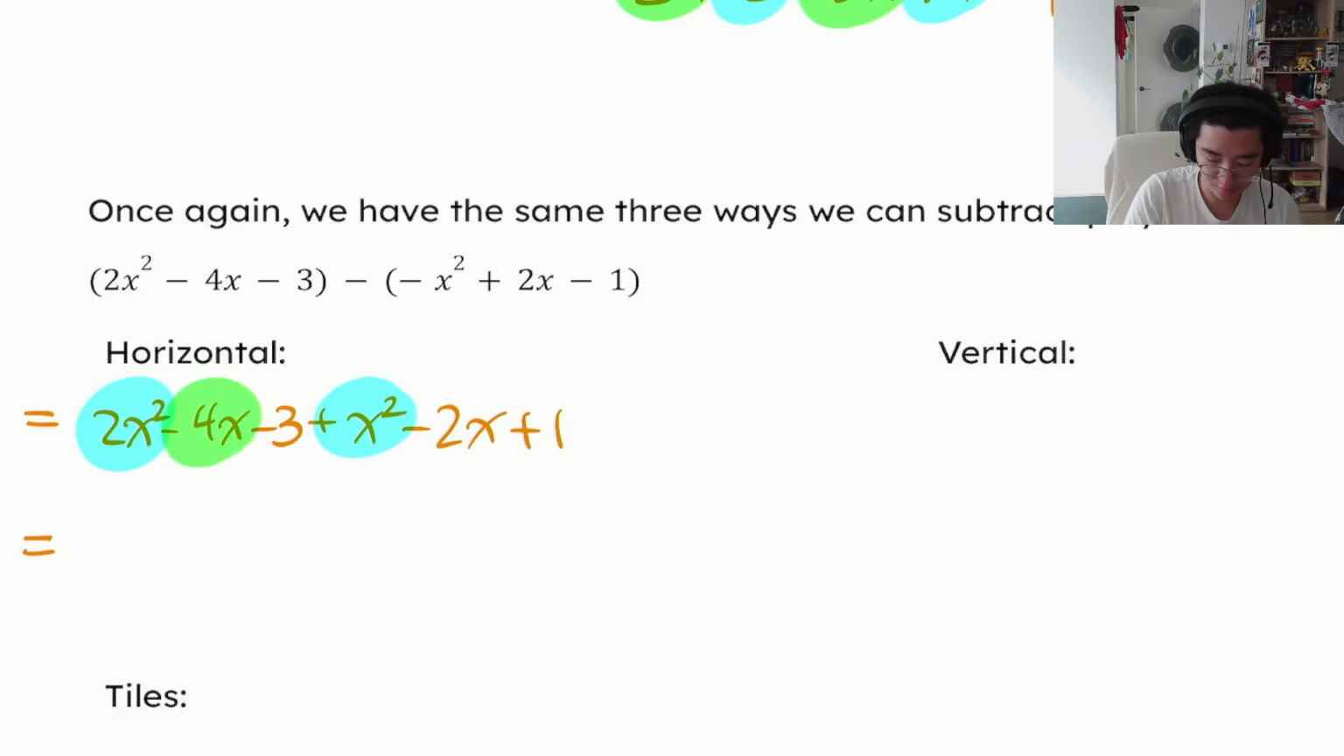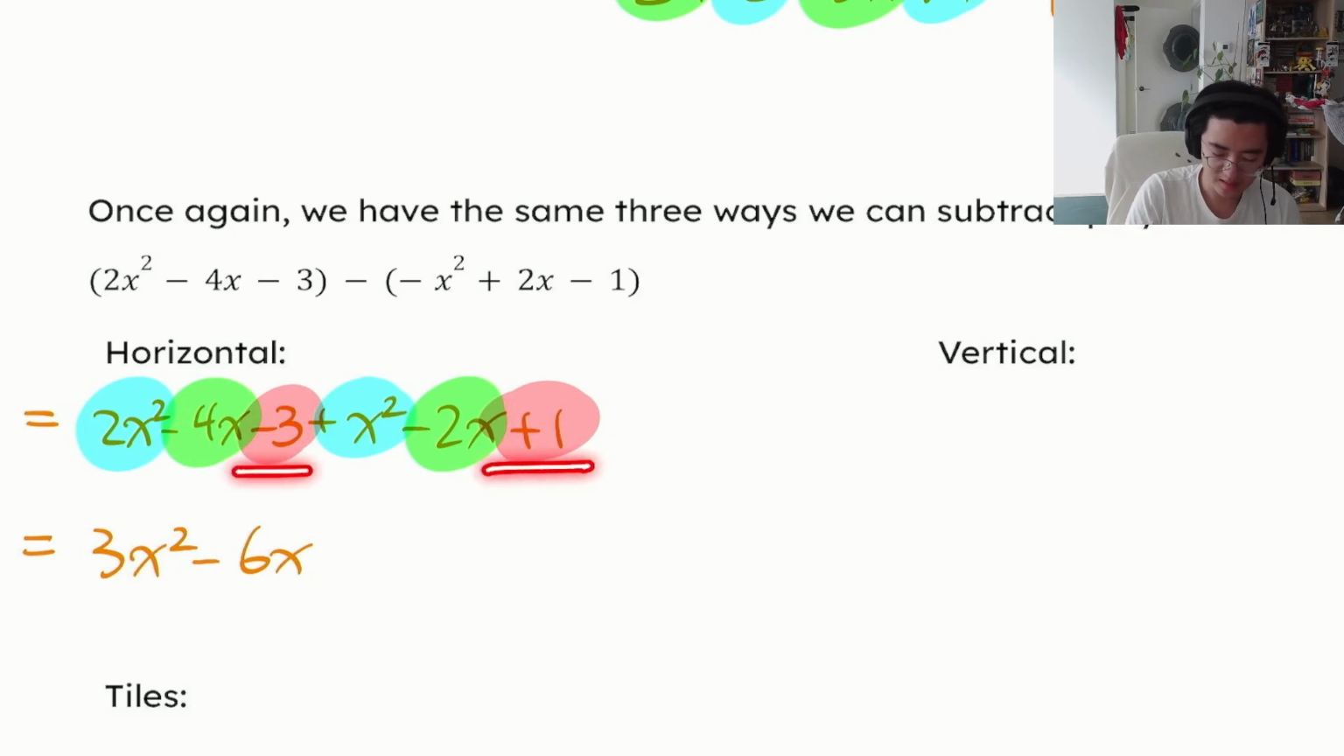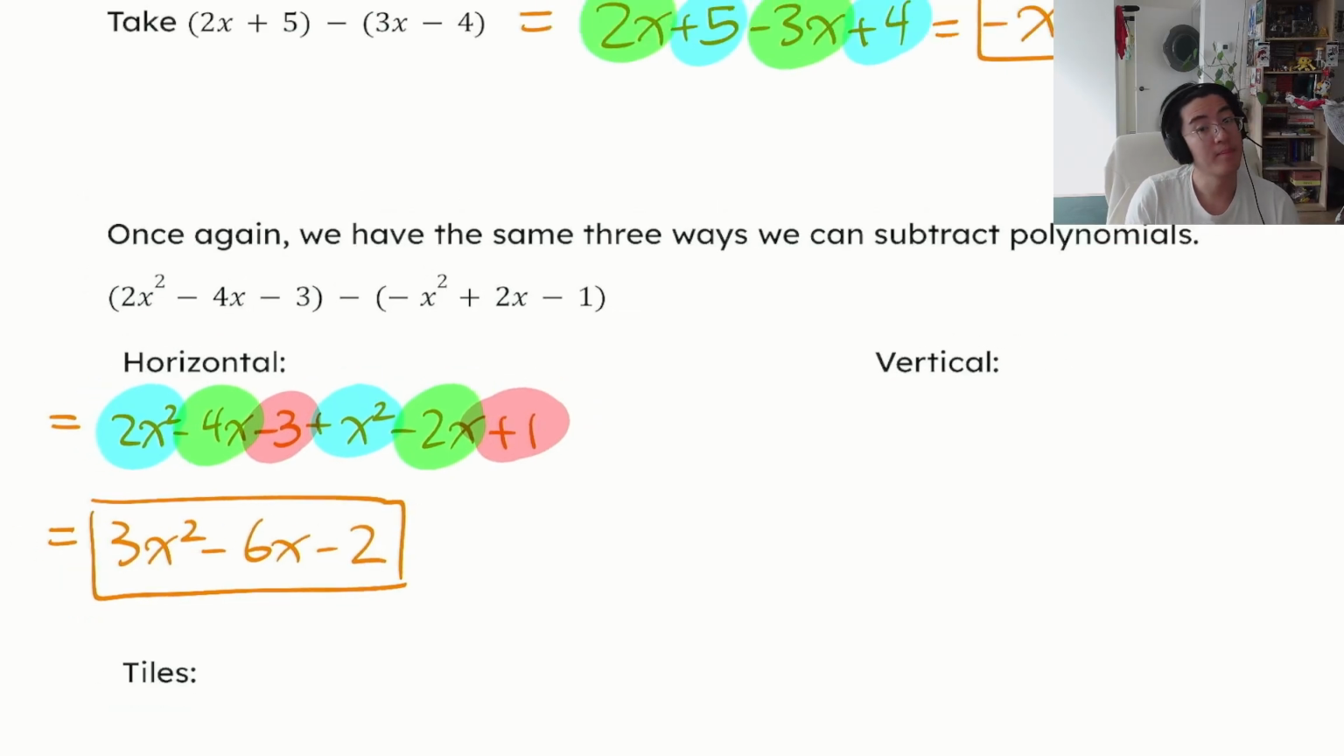Again, business as usual. We clump all the like terms together. The ones with the same variables and powers. 2 plus 1 is 3. Minus 4 minus 2 is minus 6. Minus 3 plus 1 is minus 2. Okay, horizontal, that's method 1.